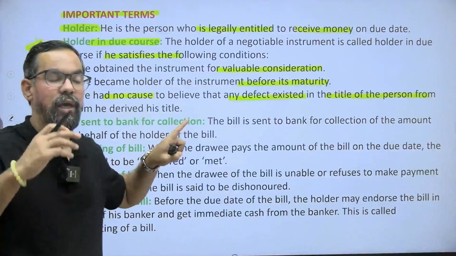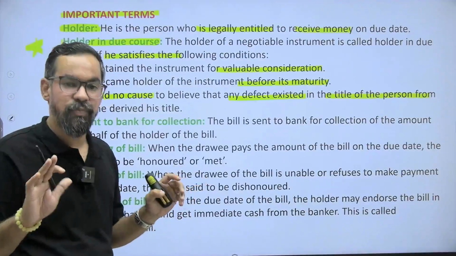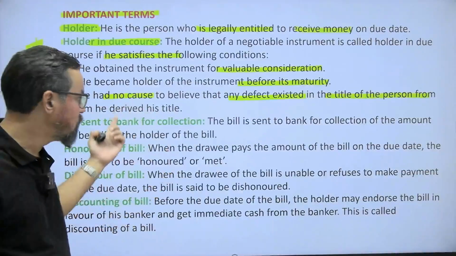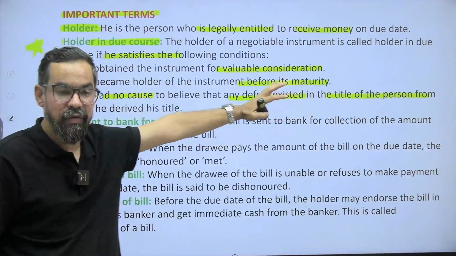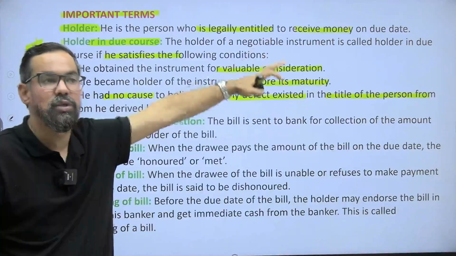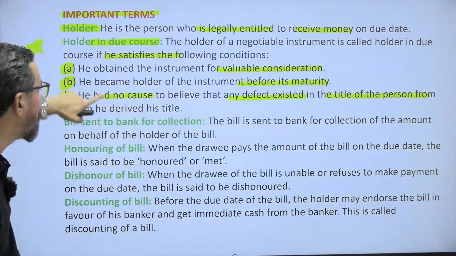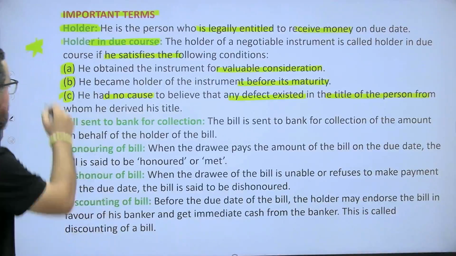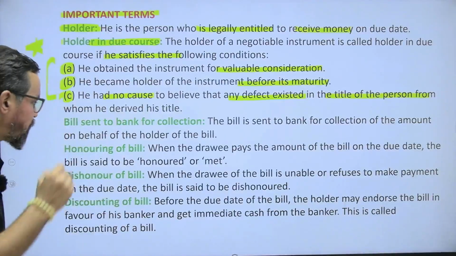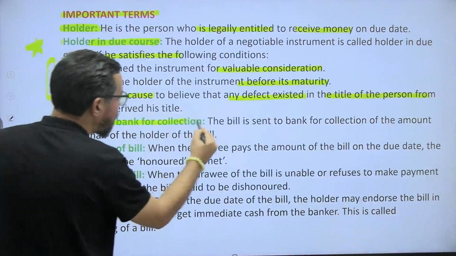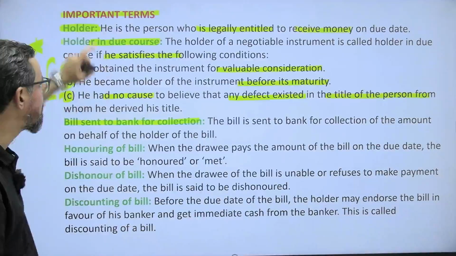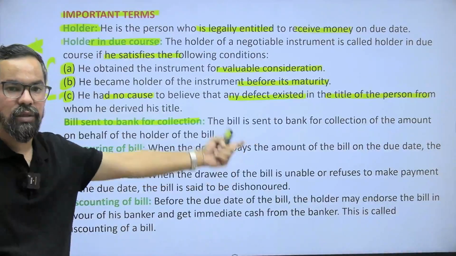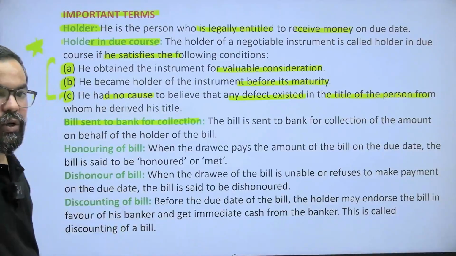Okay? So let's say in a normal case, drawer and drawee, and if there is an endorsement case also, there should not be any kind of defect in the title itself. Holder in due course gets asked so many times for half marks, so please do remember all these three conditions. Okay. Now bill sent to bank for collection, this is very simple. The bill is sent to the bank for collection by the holder itself, and the holder is going to receive the money.